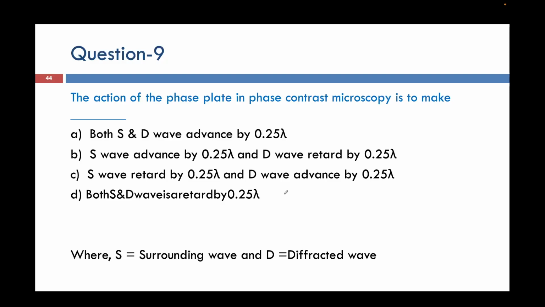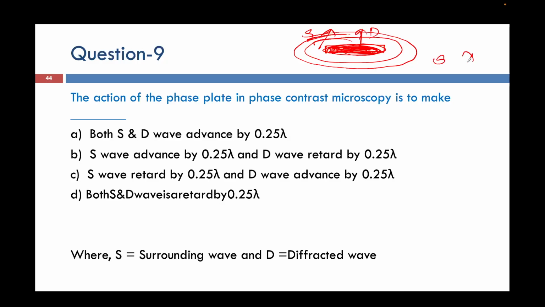The action of the phase plate in phase contrast microscopy is to make what? If you remember, a ring-like structure was there, and through this the S waves, the surrounding waves, are going, and the D waves, the diffracted waves. The S waves are advanced by lambda by 4, and the D waves are retarded by lambda by 4.